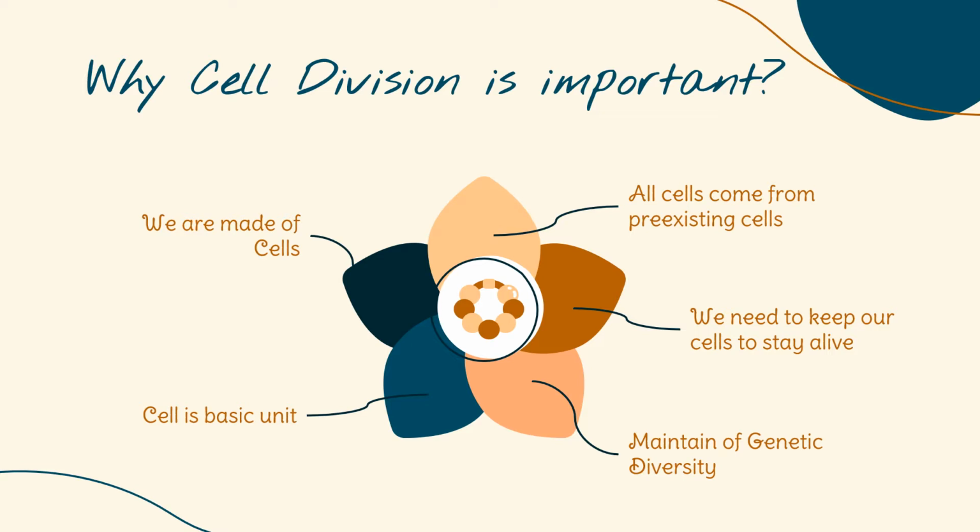Fourth, we need to keep our cells alive. We are living organisms made of cells. We need to keep living. Therefore, our cells must stay alive. In order for a cell to keep living, our cells must divide and multiply. Last but not least, all cells come from pre-existing cells.